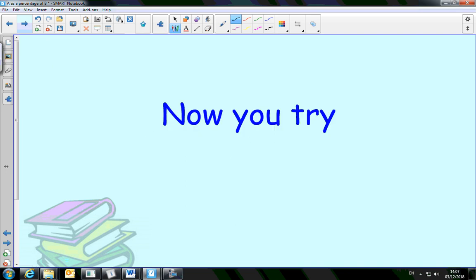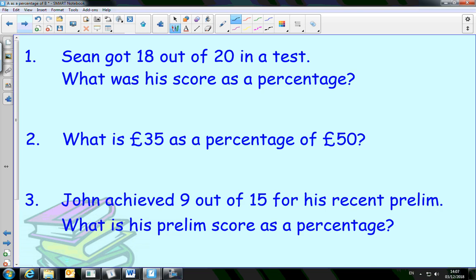So now over to you, so you can try some of these questions yourself. So I've got 3 questions on the board here. All I want you to do is press pause, try the questions, show some working. Remember, write an equivalent fraction if you can. If you can't, then use a calculator. Once you're ready, press play again and I'll go through the answers with you.